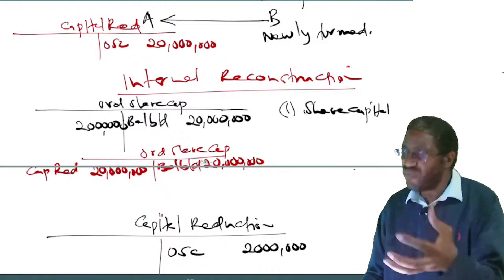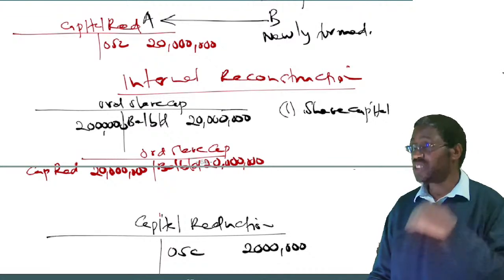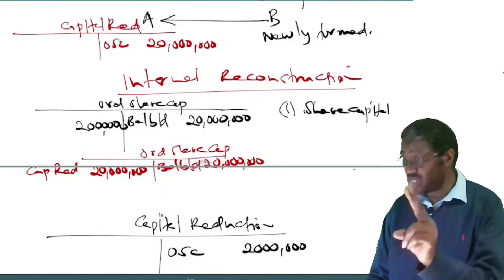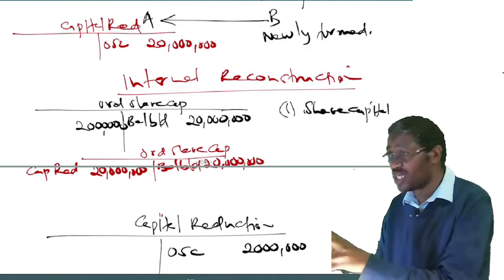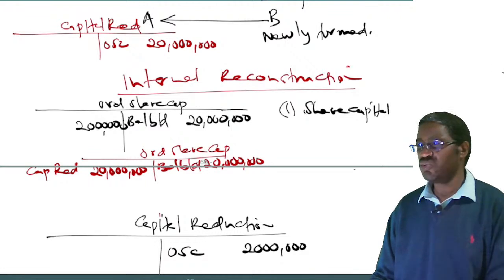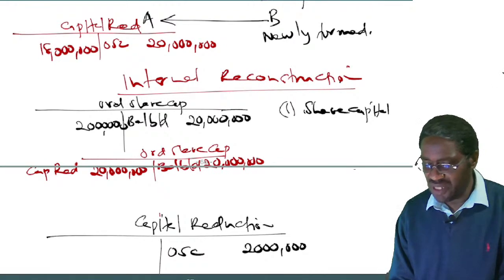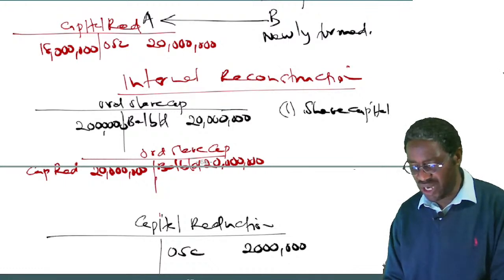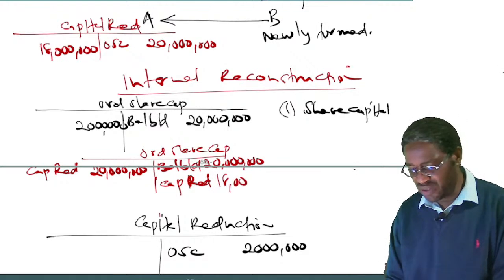So the nominal value of the new shares issued is how much? It's 18 million, which is 2 million times 9. That's the nominal value of the new shares issued to replace the old ones. So with that nominal value, you will debit capital reduction by 18 million and you credit share capital. You credit ordinary share capital again, and you say your capital reduction, another 18 million.